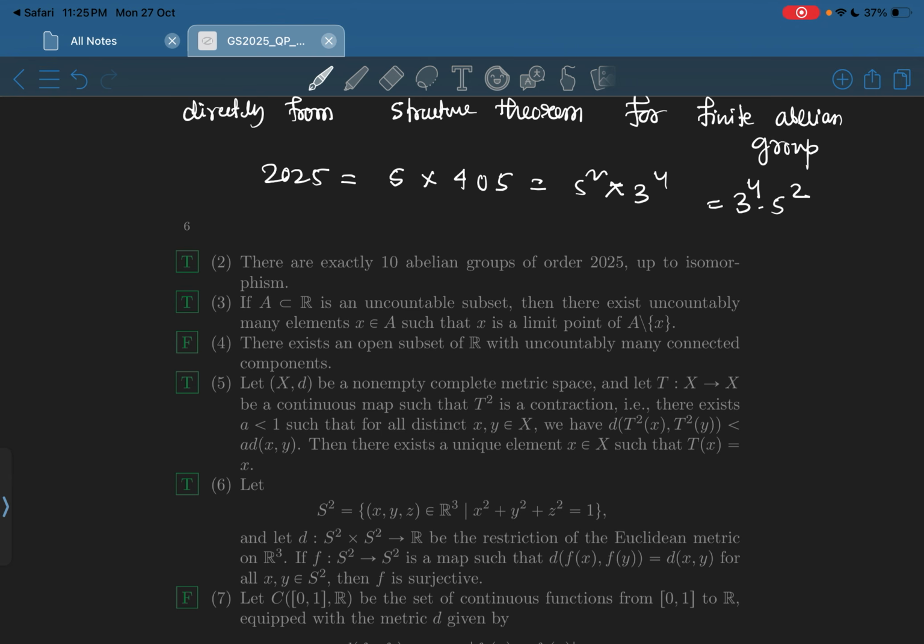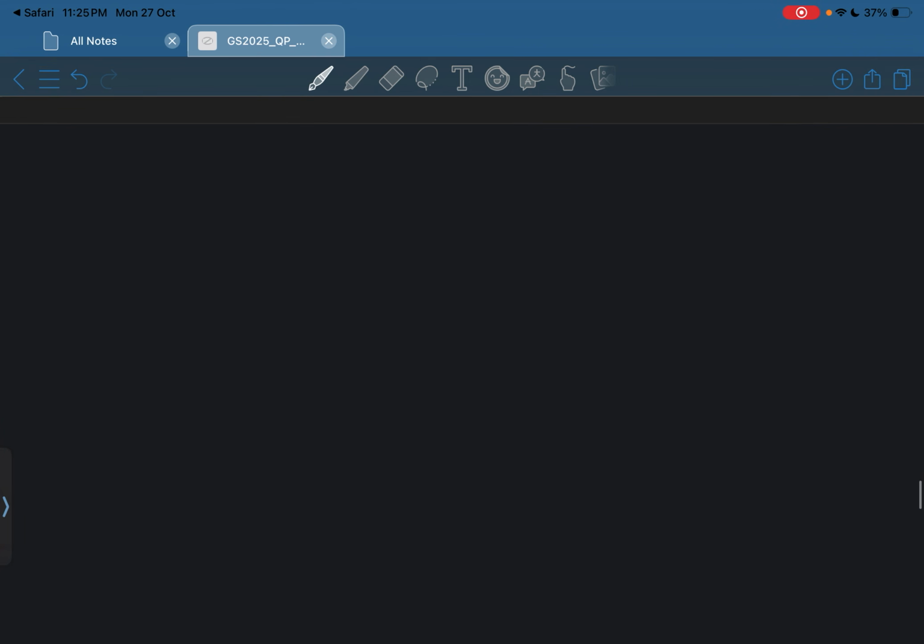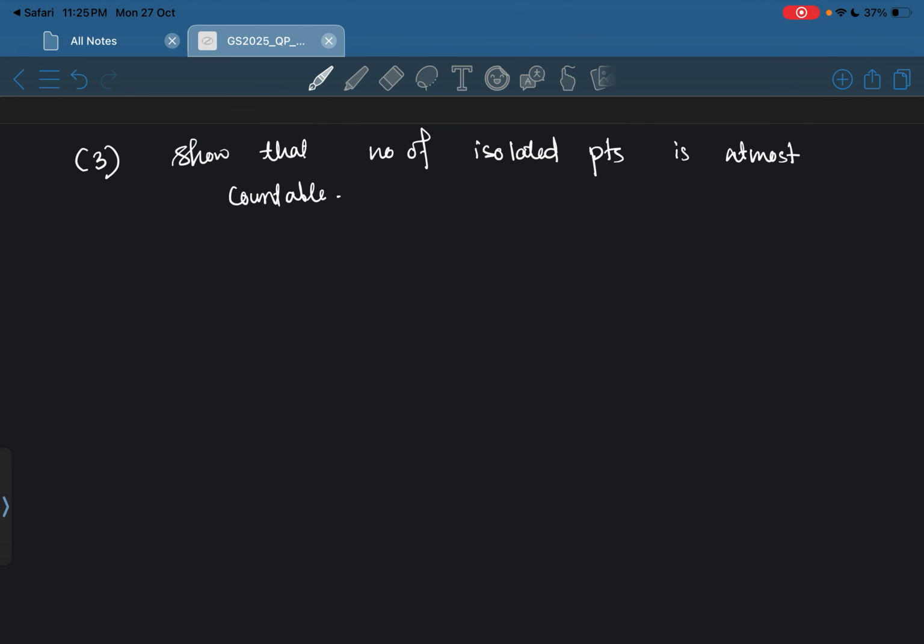Okay, so how to prove it? The statement that I want to prove here, for this third part, is to show that the number of isolated points is at most countable, for any subset A inside R. Okay, it is at most countable. So now my point is how to do it.